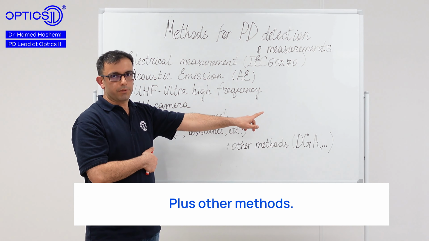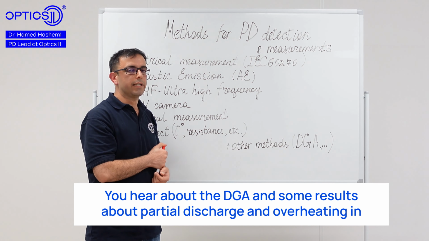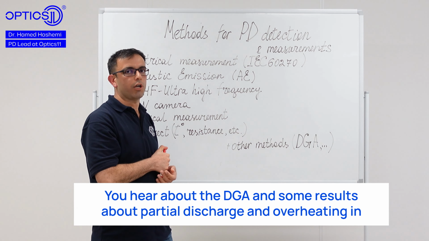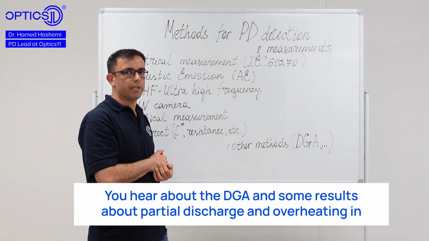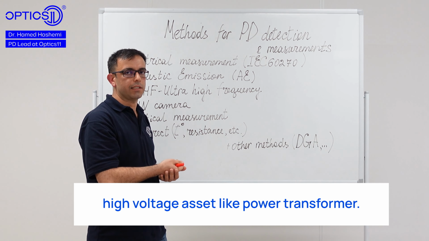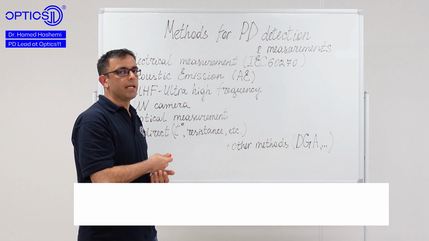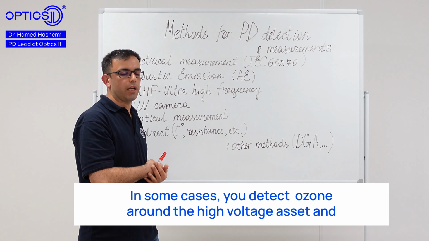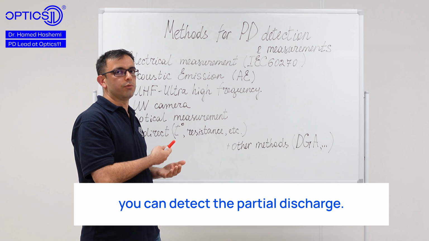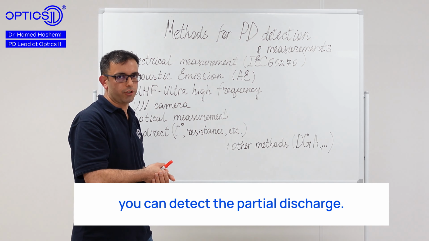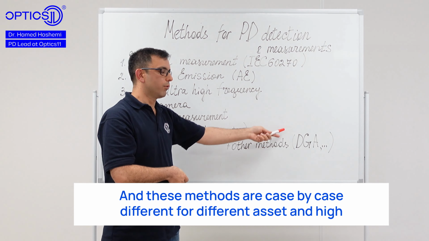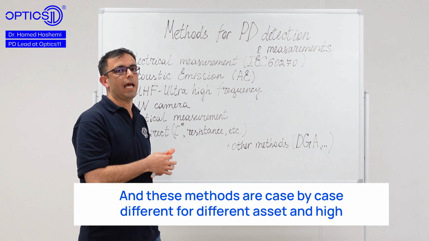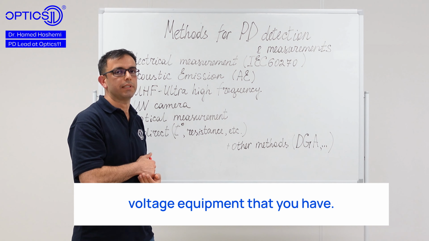Plus other methods. You hear about the DGA and some results about partial discharge and overheating in high voltage assets like power transformers. In some cases, you detect ozone around the high voltage asset and you can detect the partial discharge. And these methods are different case by case, for different assets and high voltage equipment that you have.